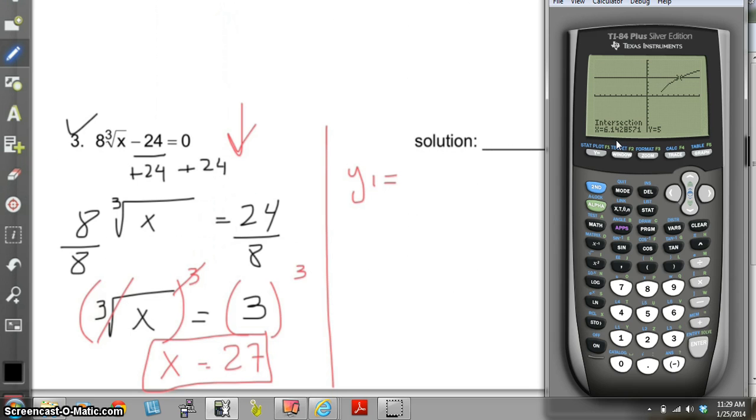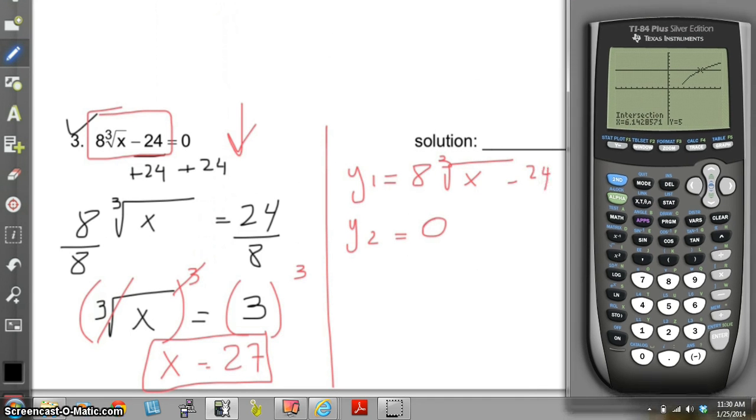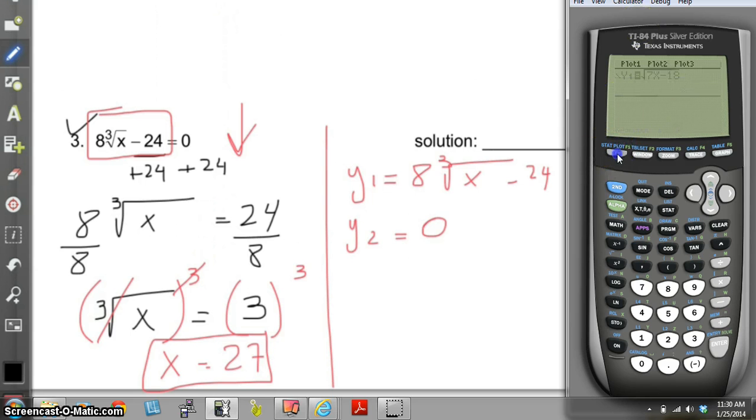y1 to be the left side of your equation, so 8 cubic root of x minus 24. On y2 you can just keep it as 0 if you want to. Let me move it. So this is going to be your equation. So let's go to y1. I'm going to clear it, and it's going to be 8.